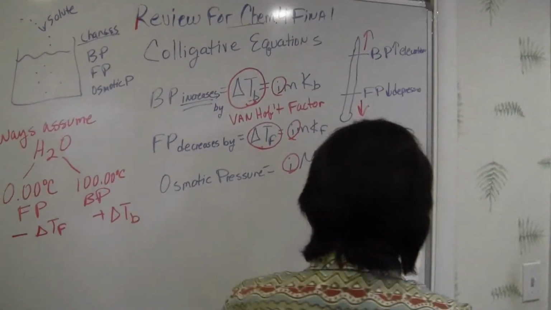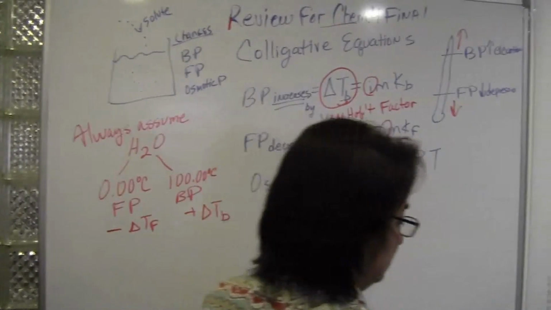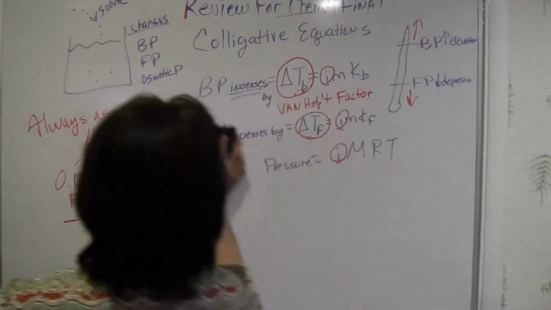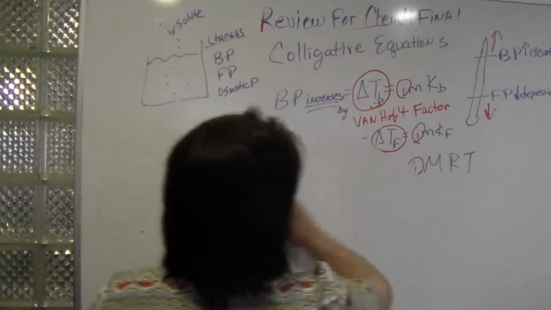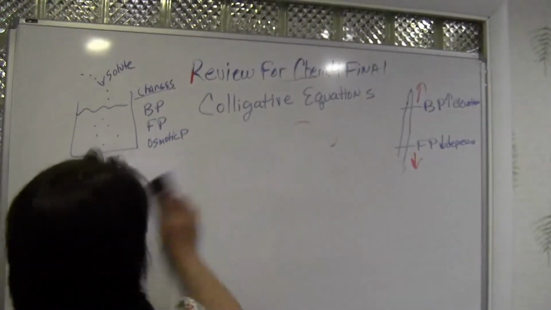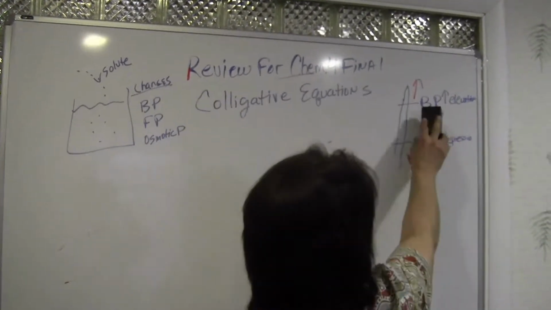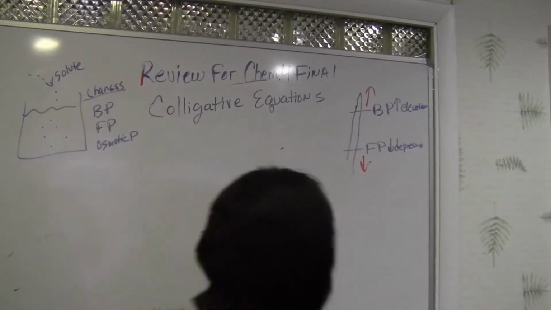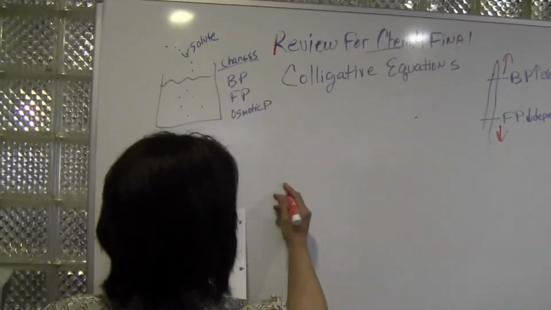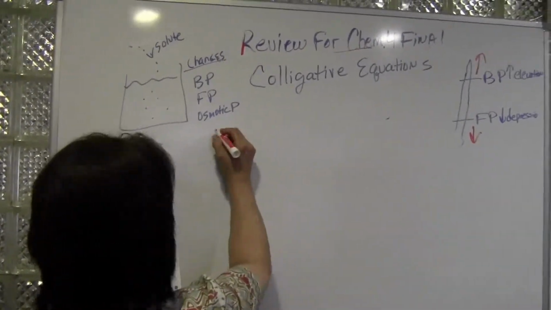So let's start off with a freezing point example. Remember, these values are added to the boiling point, but subtracted from the freezing point. Okay, so here's our example.